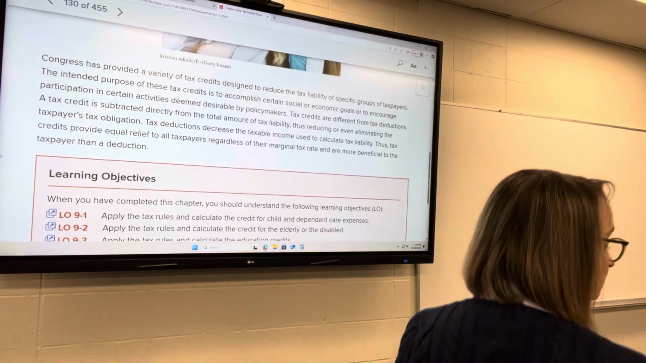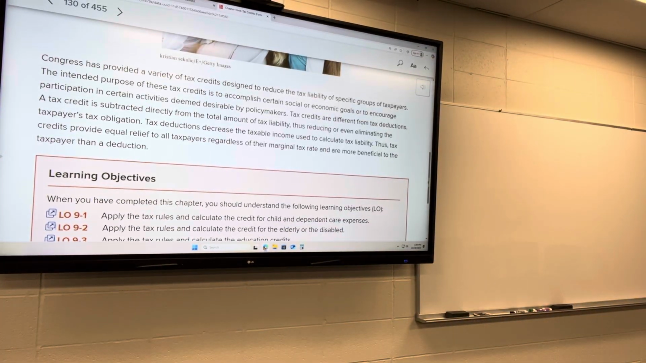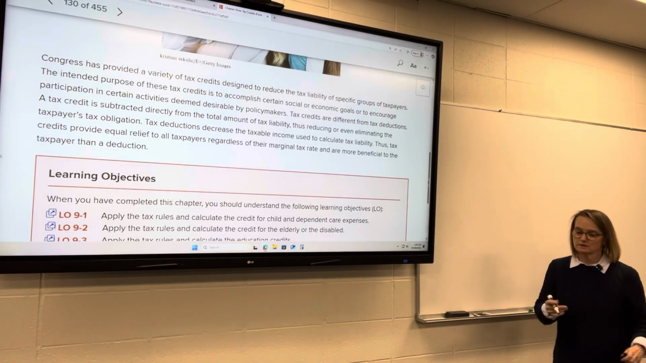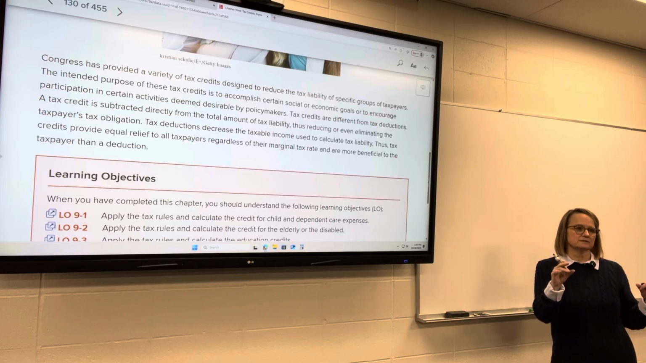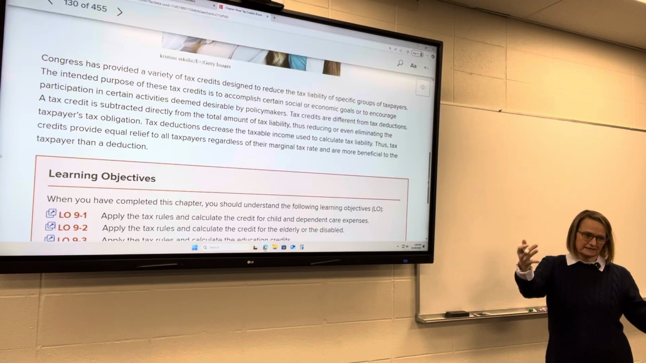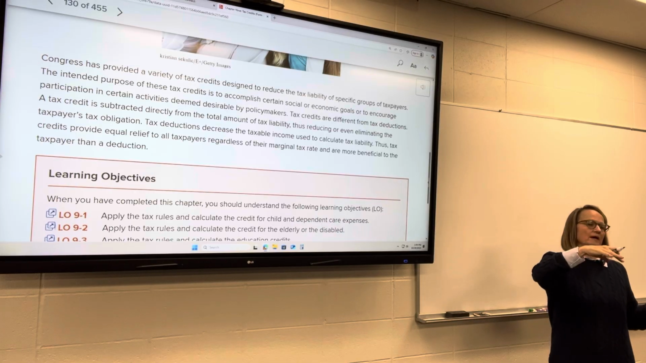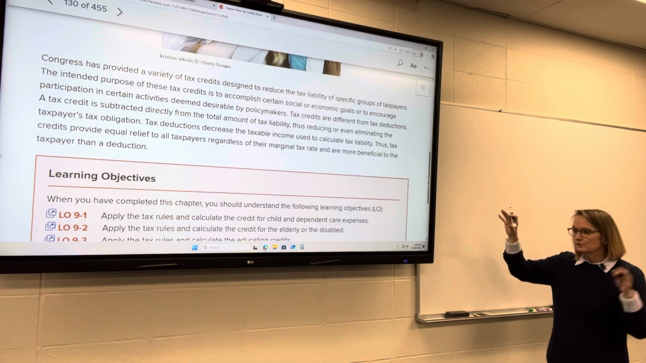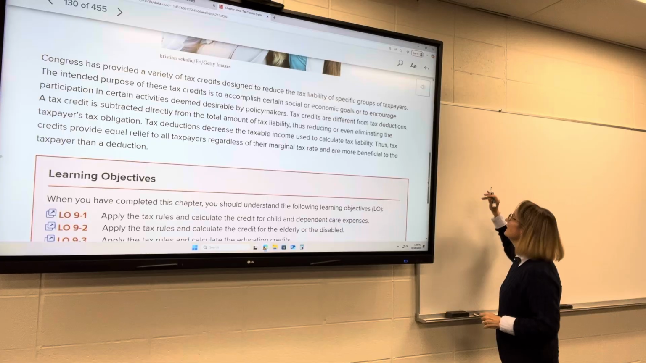Okay, moving right along. Chapter 9. We're going to talk about tax credits. The difference between a tax credit and a tax deduction. And we've mostly talked about deductions, although I think you had some tax return problems that may have involved the child tax credit, but they just kind of gave it to you. Although you had to do that worksheet, the child tax credit worksheet, so you've already kind of got a little preview of tax credits.